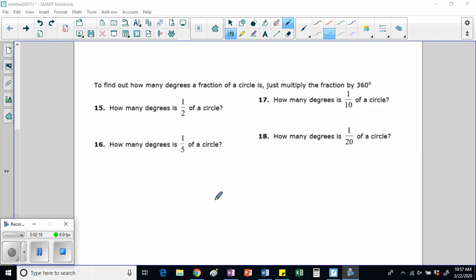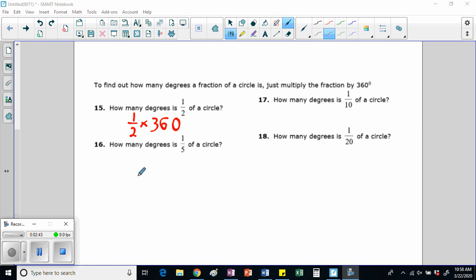The problems here on the bottom of page 21 are the opposite. I'm telling you, here's the fraction of the circle I want, and I'm going to ask you how many degrees is that. Well, that's very, very easy. This first problem, it's half of a circle. So what we want to know is how many degrees would that be? Well, the full circle is 360, so basically just what's half of 360? So in this case, we just do 1/2 times 360.